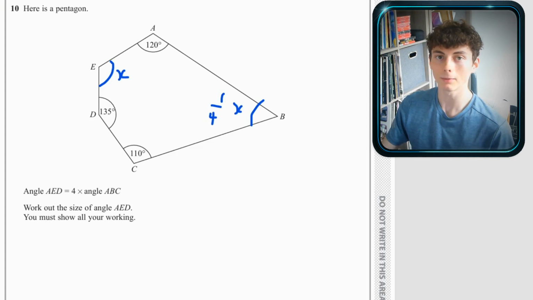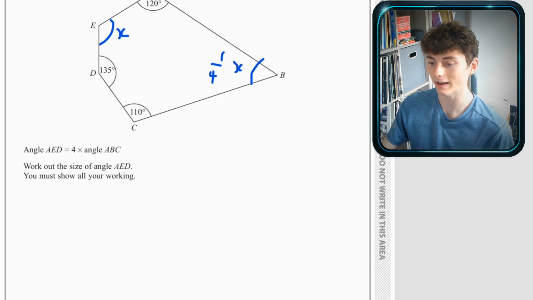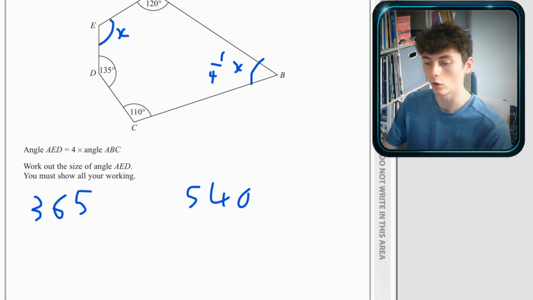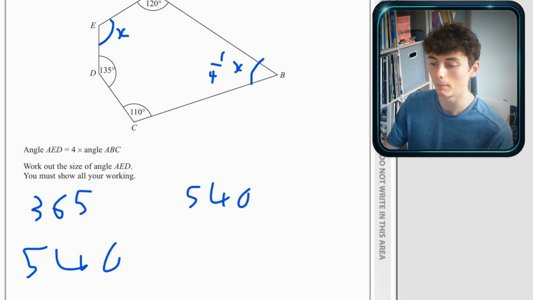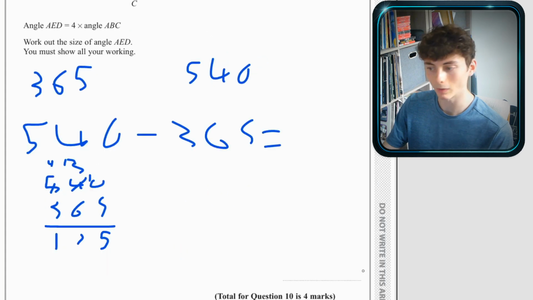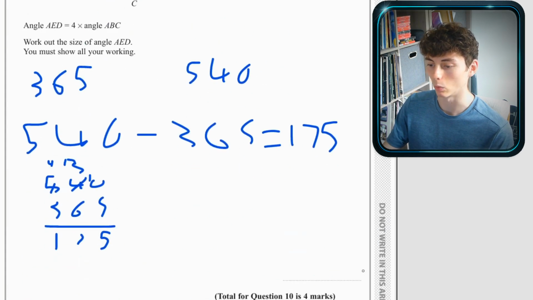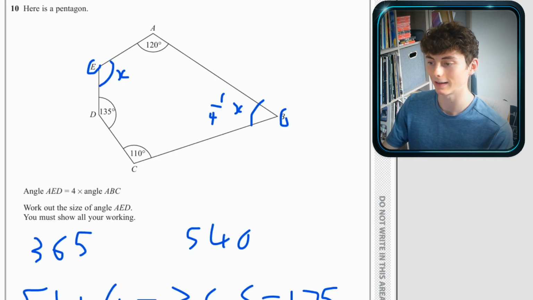So what we do is we add up the angles we already know. 120 plus 135 plus 110 equals 365. And we need 540, so we do 540 minus the 365, which equals 175. That tells us that this angle at B plus this angle at E must equal 175. So we have two terms for the angle at E and the angle at B. We have x and 1/4 of x.